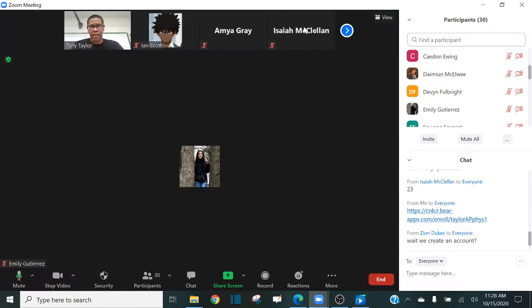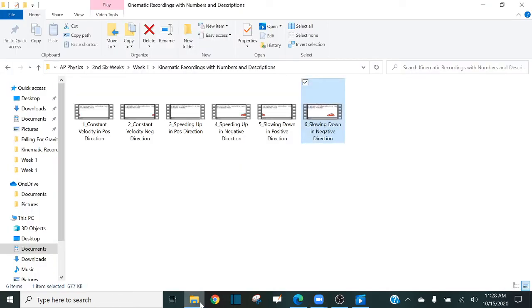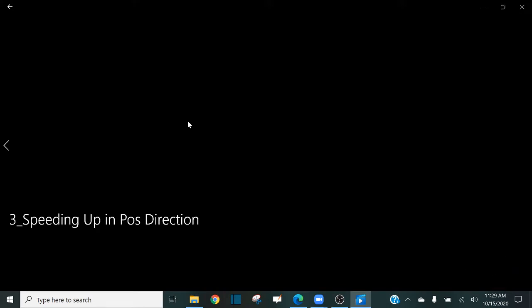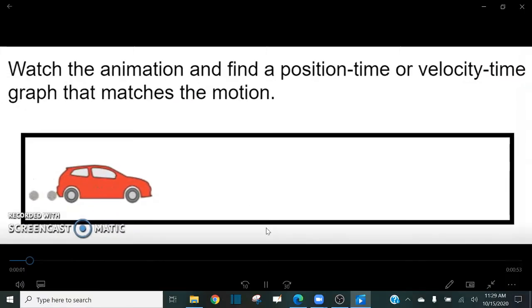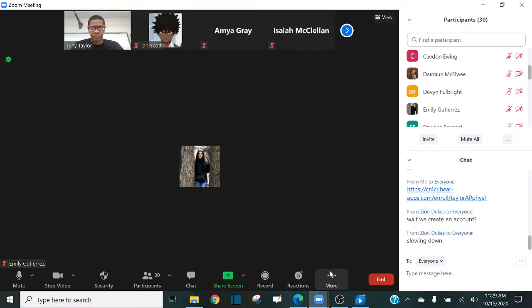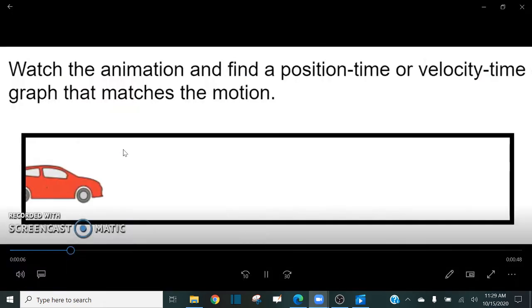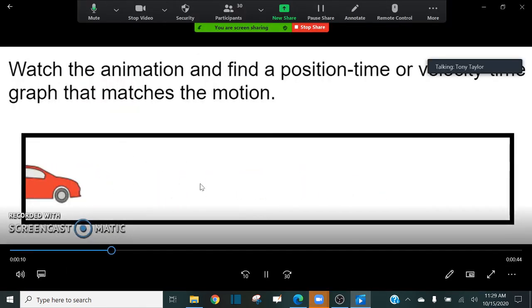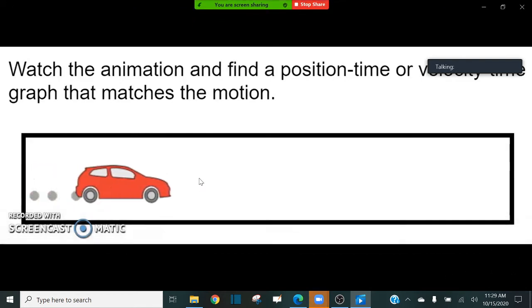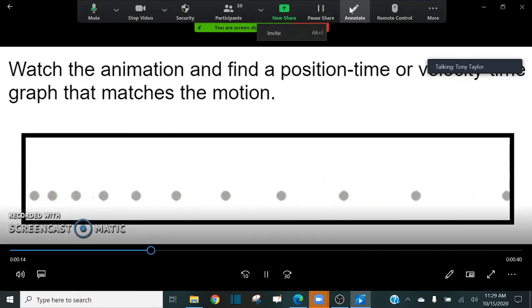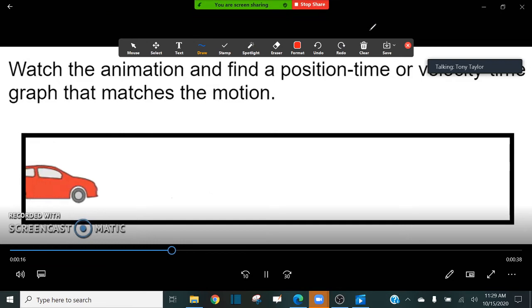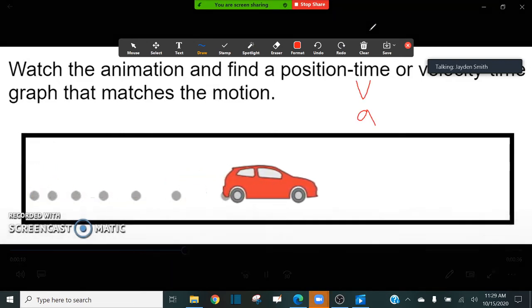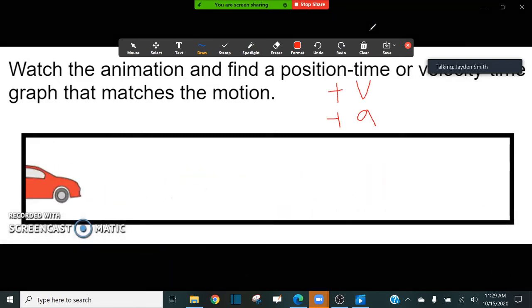Let us look at another situation right here. Again, you have to understand how to interpret these motion maps. What is going on here? What is the sign of our velocity and the sign of our acceleration? Velocity is positive and acceleration is positive. Yes, sir. You know the velocity is positive because the car is traveling toward the right.